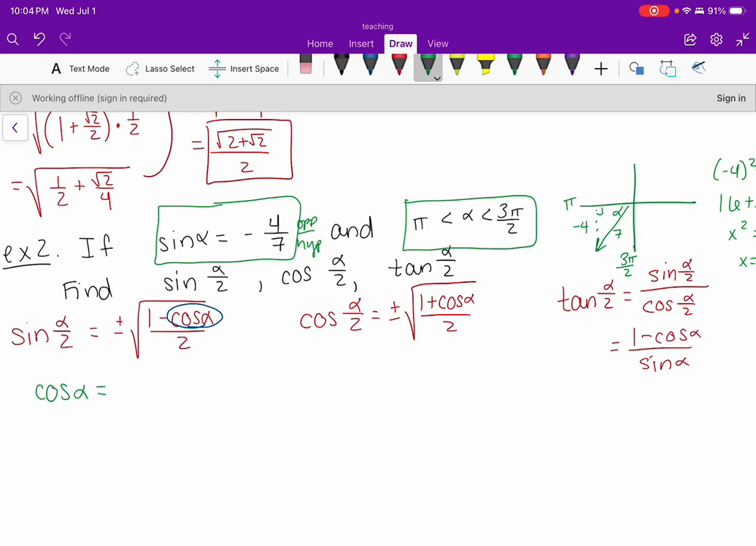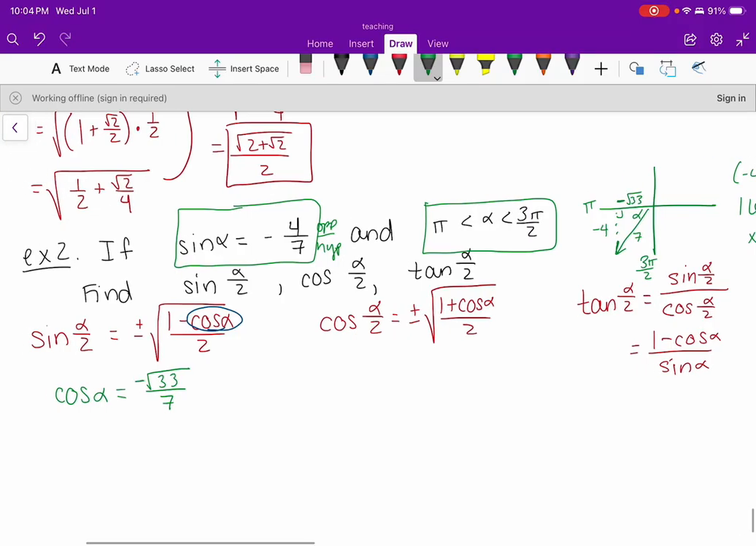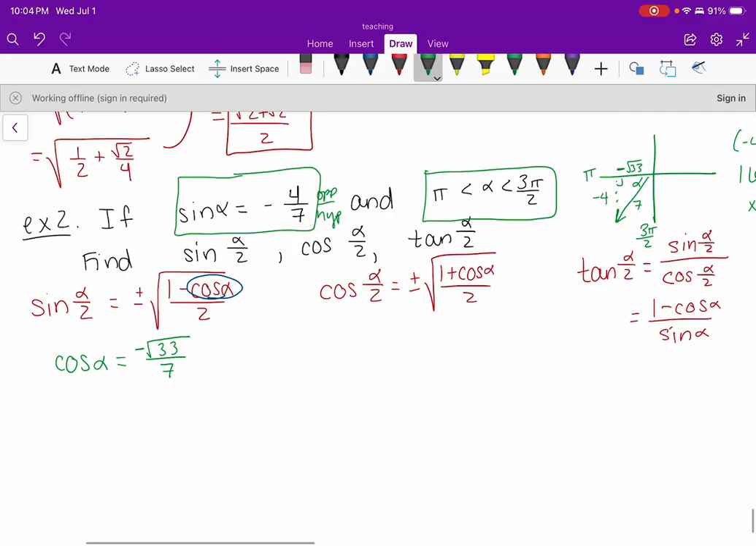So for my cosine alpha, I get square root 33 over 7. Also, watch out for any positives or negatives. This should be a negative since it's in the third quadrant, so cosine is going to be negative here. Then I can plug that into my identity. So I get plus or minus the square root of (1 minus negative square root 33 over 7) divided by 2.